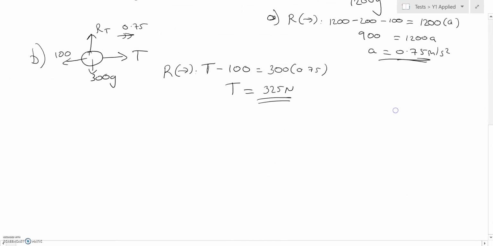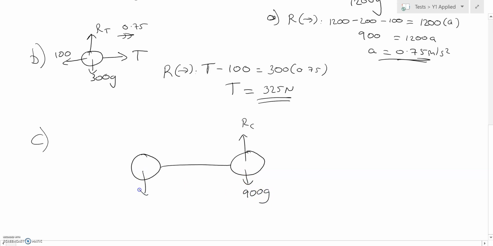So let's redraw this diagram. So we've still got trailer, car. Their weights are the same, and their reactions are still going to be there. Oh, 300 g, not 30 g.